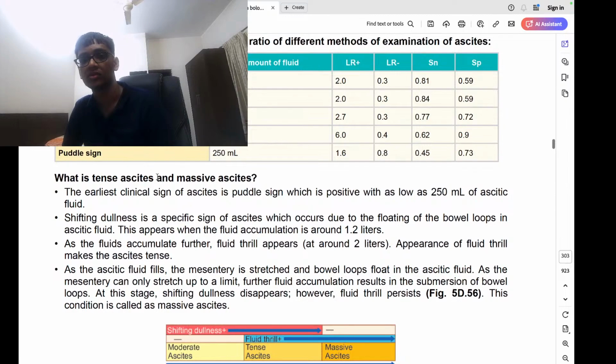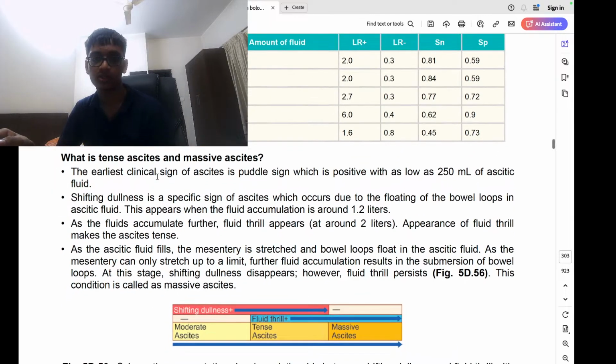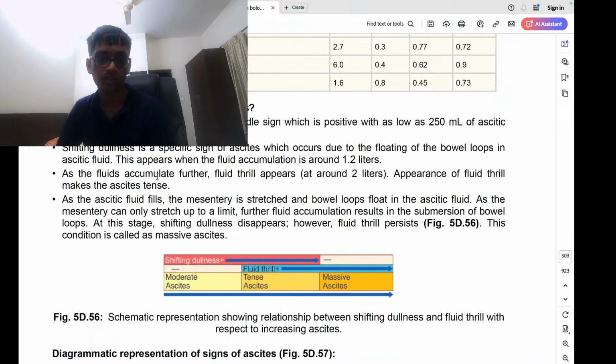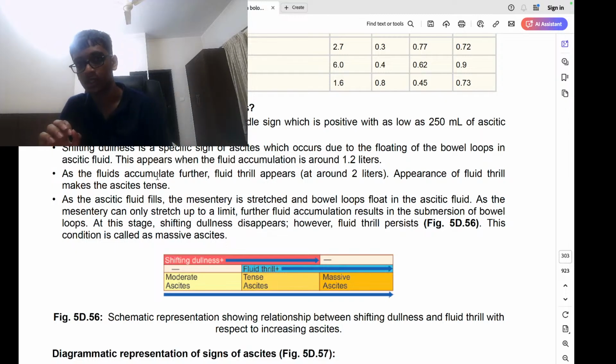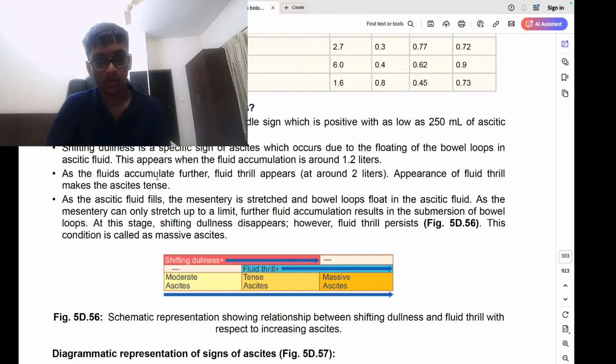Then sensitivity, specificity, and ratio, all of this is given, but this is really not important. Shifting dullness indicates 1.5 liters, fluid thrill indicates 2 liters, and puddle sign indicates 250 ml. So what is tense ascites and massive ascites? The earliest clinical sign of ascites is puddle sign, which is positive with as low as 250 ml of ascitic fluid. Shifting dullness is a specific sign of ascites which occurs due to floating of bowel loops in ascitic fluid. It appears when around 1.5 liters of fluid accumulates. Further, fluid thrill appears around 2 liters. Appearance of fluid thrill marks tense ascites.